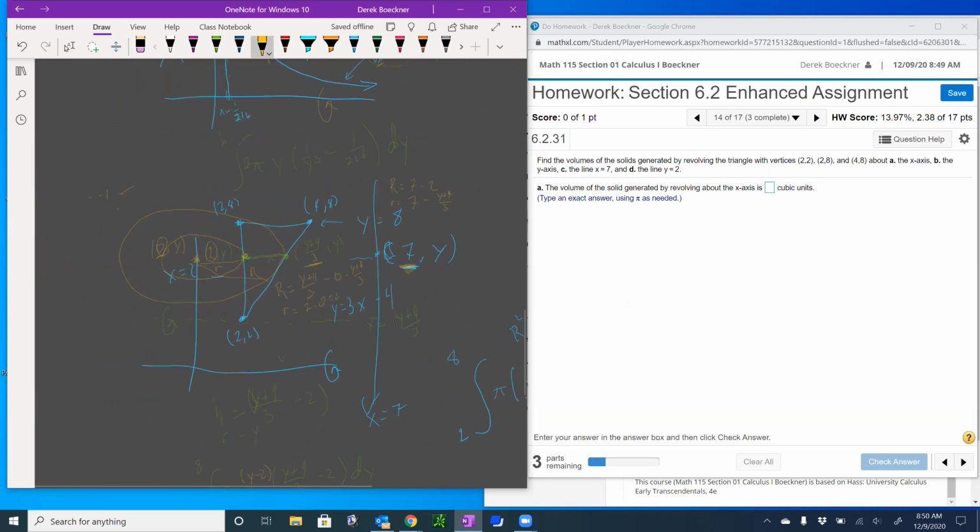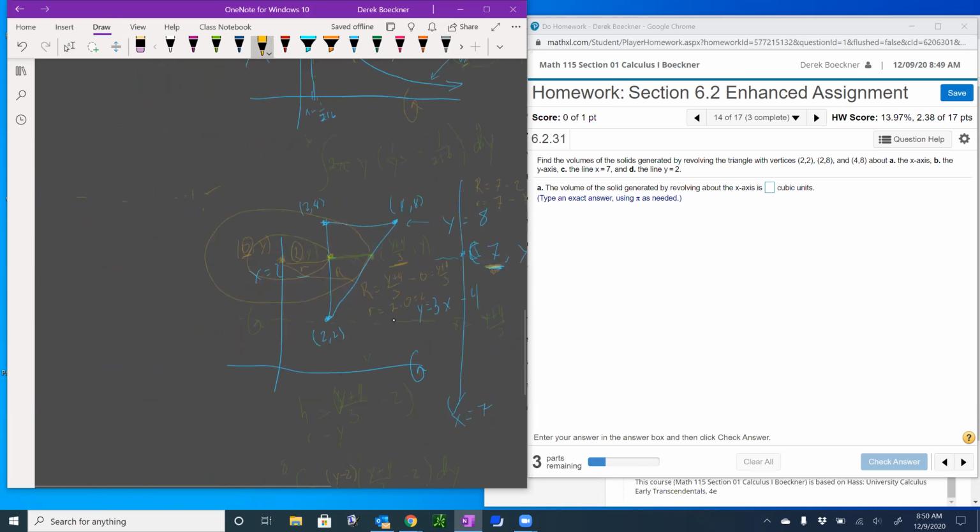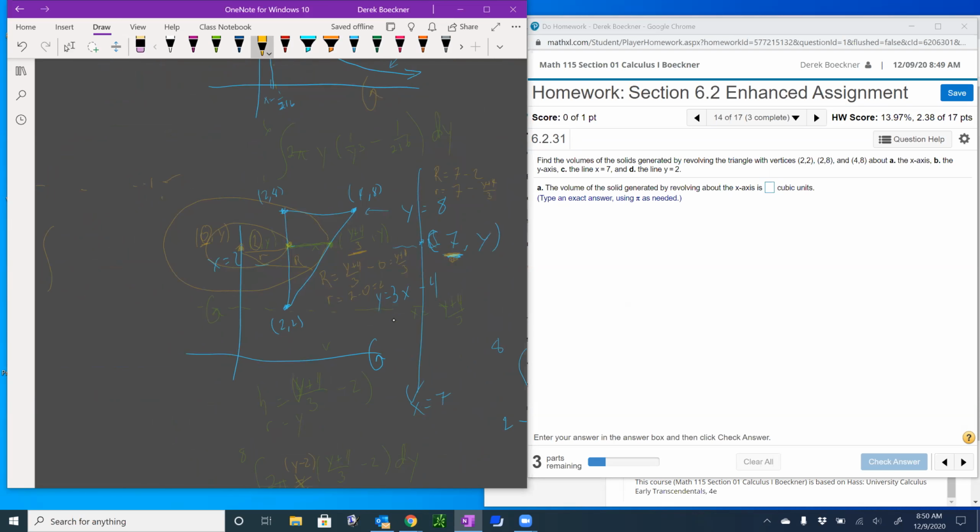It'd be nice if I could slide over and draw stuff over here. Okay, so it's going to be the integral from 2 to 8 again. I'm going to have pi times my outer radius squared, which is (y plus 4 over 3) squared, minus the inner radius squared, which is 2 squared. So that would be around the y-axis. That setup makes sense? Yeah, thank you.